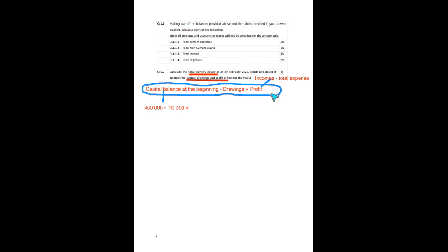But remember, I didn't show you this. I expect that you can do this on your own. When you do it on your own, just take your incomes and minus your expenses like I gave you here. The amount that you get is the profit if it is positive. But if you get a negative, it's going to be a loss. You are going to minus it here.